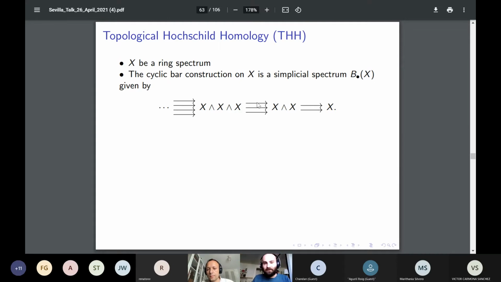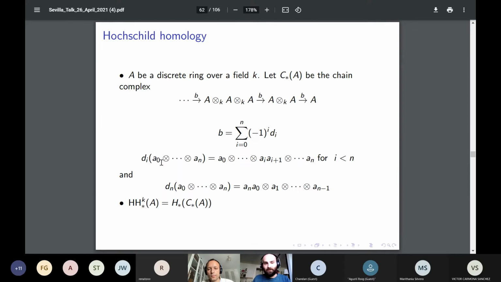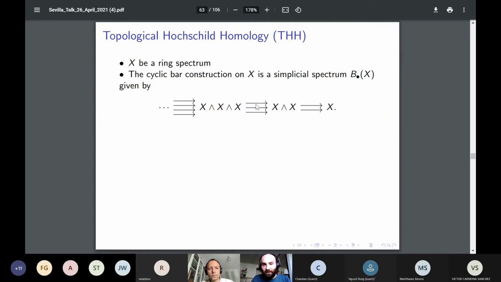And the face maps correspond to these d_i's in here, where, for example, the first map here would multiply the adjacent elements, the second map here multiplies the second adjacent elements, and the last map applies a cyclic permutation and then multiplies.